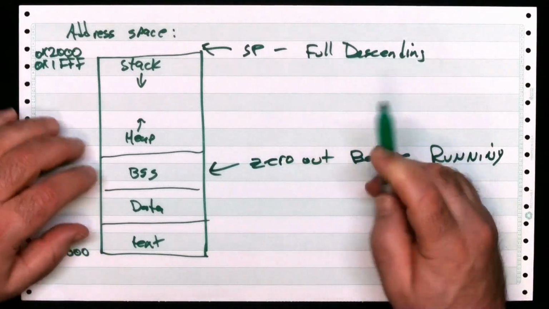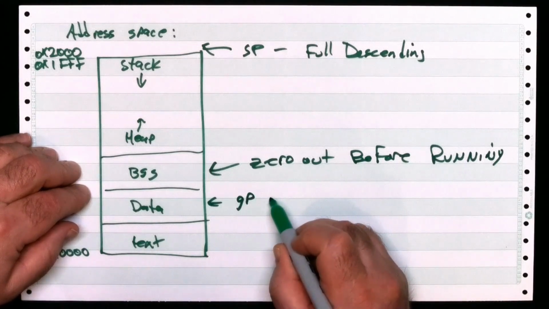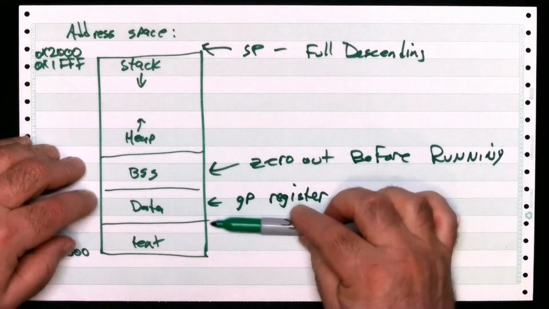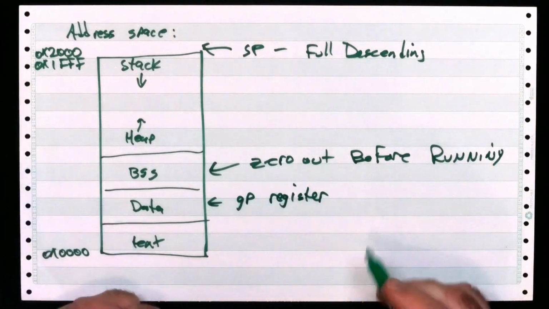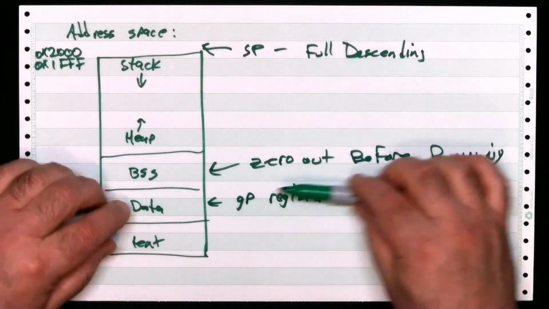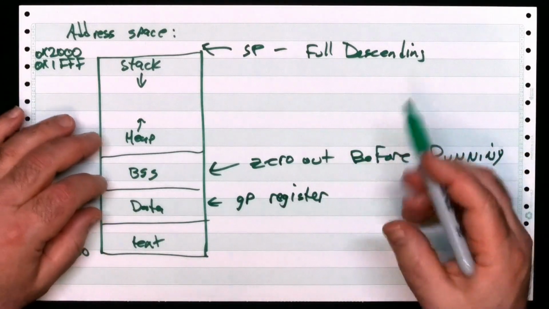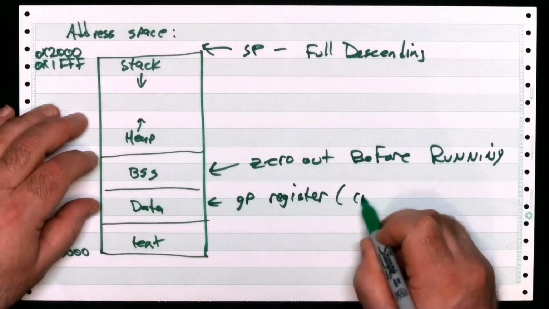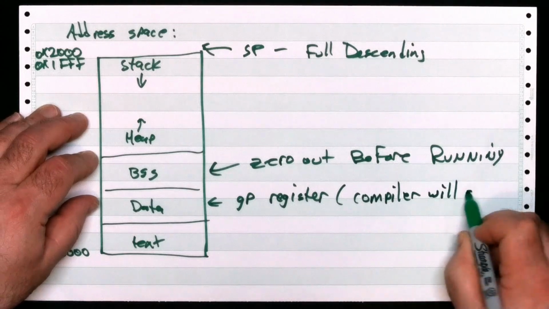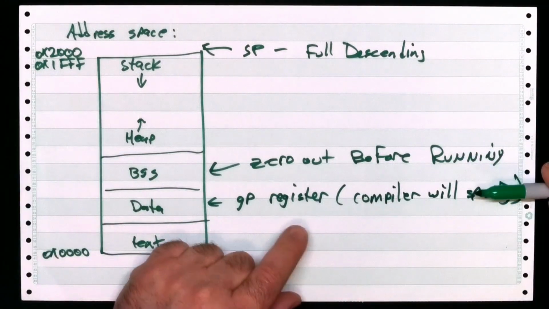Now, we know that on a RISC-V, somebody also has to set the GP register to point to the beginning of the data plus hex 800. Or more accurately, it has to be set to wherever the compiler expects it to be. And we'll see how that works a little bit later.